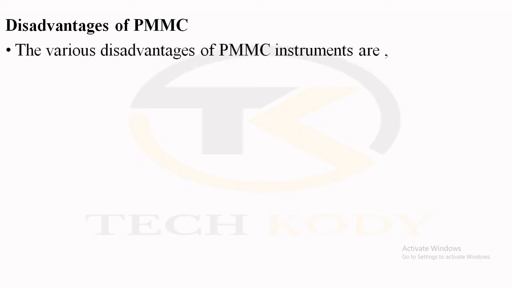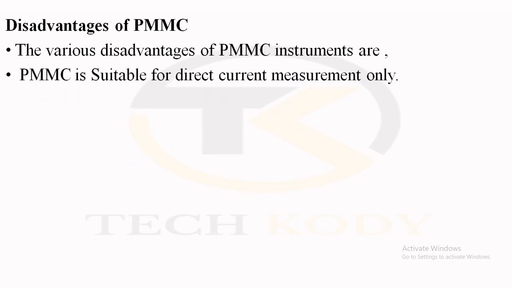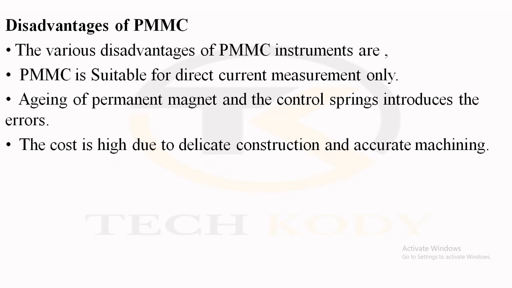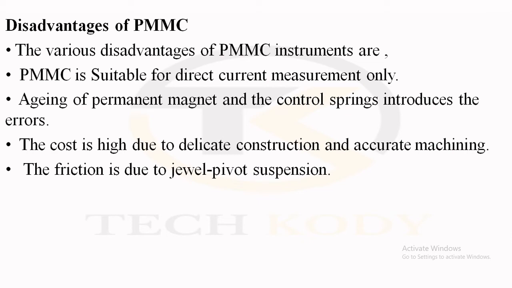The disadvantages of PMMC meter. The various disadvantages of the PMMC instrument are: it is suitable only for DC. The aging of the permanent magnet and the control springs introduces errors. With continuous use, the spring and the permanent magnet lose their properties. The cost is high due to the delicate construction and accurate machining. The friction is due to the dual pivot suspension.